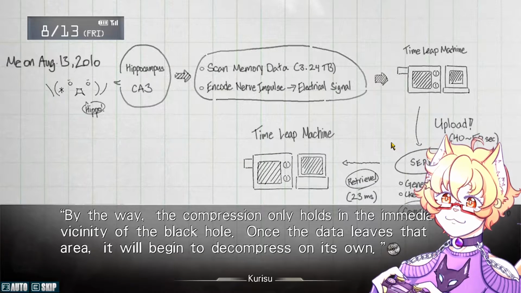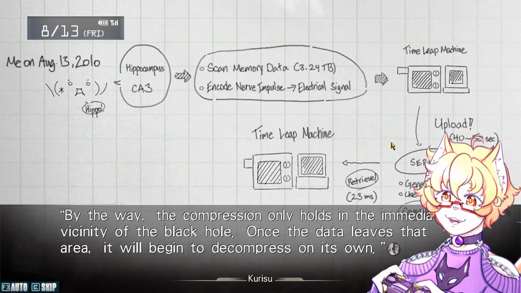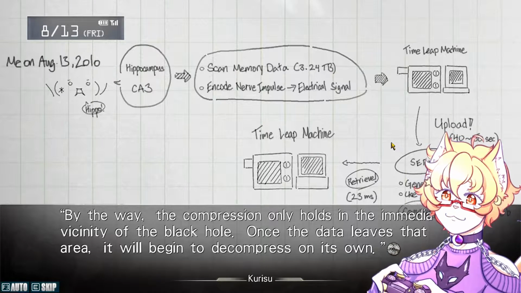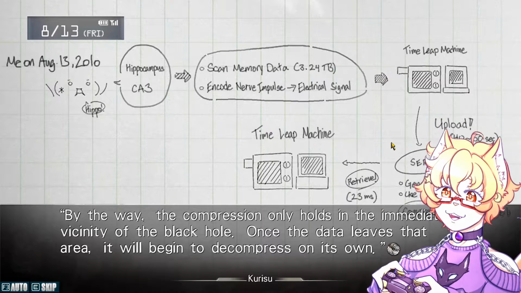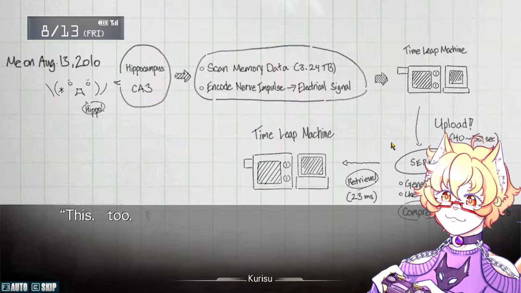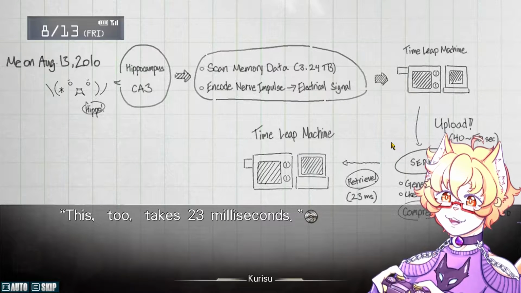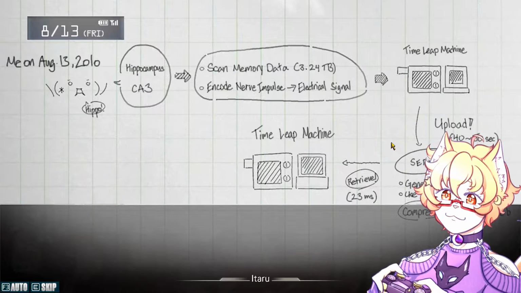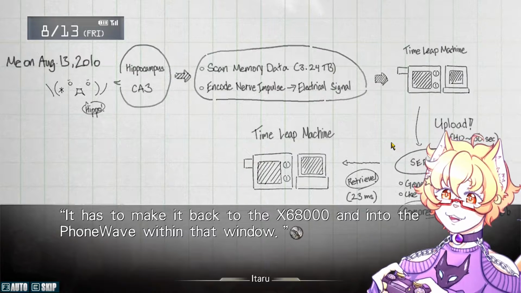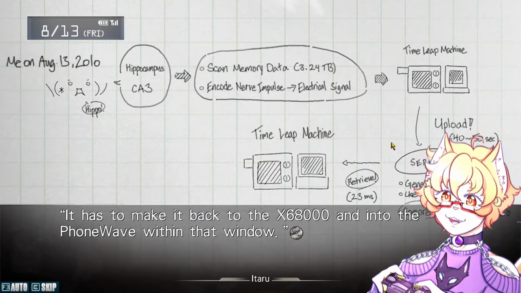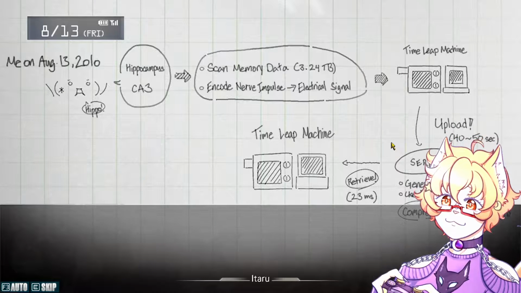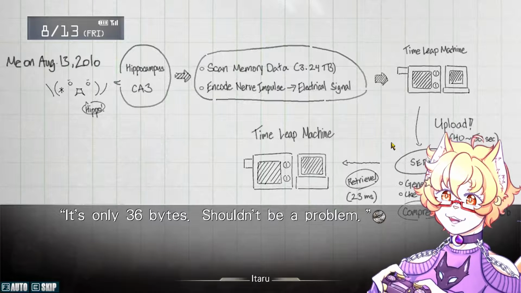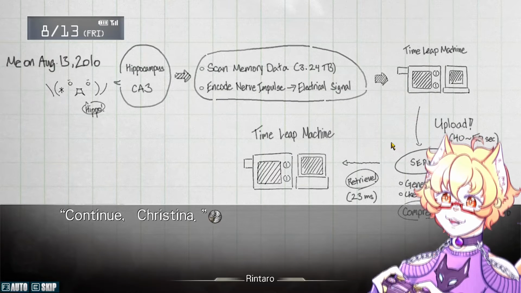By the way, the compression only holds in the immediate vicinity of the black hole. Once the data leaves that area, it will begin to decompress on its own. This too takes 23 milliseconds. It has to make it back to the X68000 and into the phone wave within that window. It's only 36 bytes. Shouldn't be a problem. Continue, Christina.